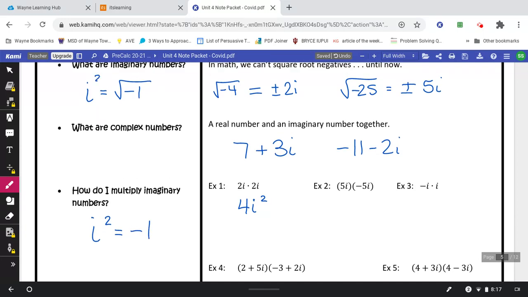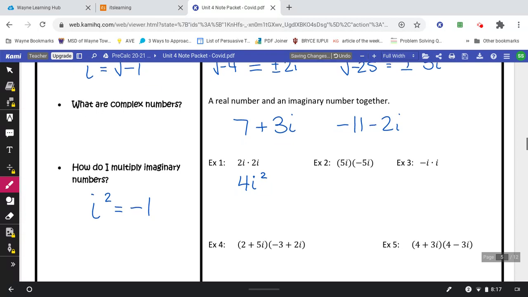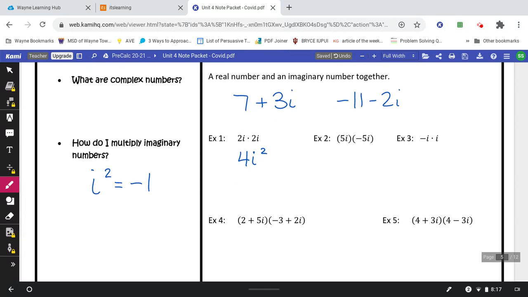So if you come up here and you square both of those things, the square root and the square would cancel out, and you would have i squared equals -1. So anytime you see an i squared, you can replace it with the real number of -1. So this would become 4 times -1, which would become -4.